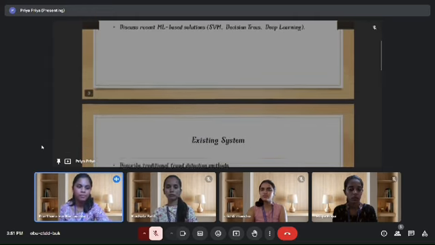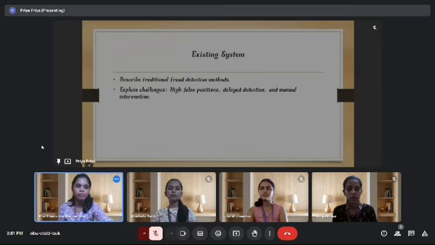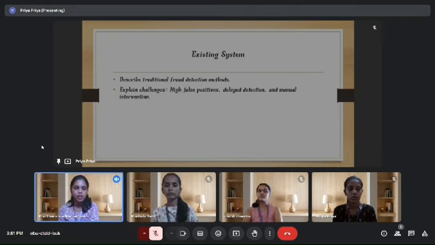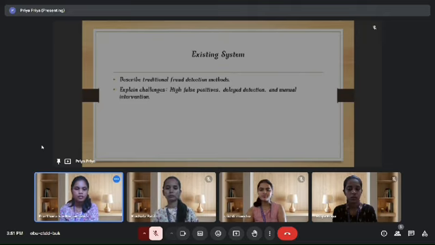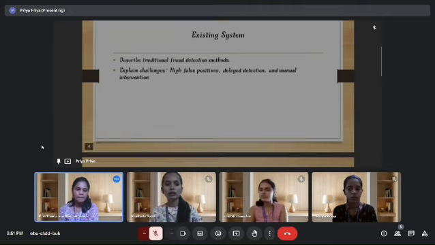Next, existing system. Traditional fraud detection techniques: a rule-based system with predefined fraud rules, and manual verification by analysts. Here the challenges are high false positive rate, slow response time, scalability issues, and constantly evolving new techniques, making static rules ineffective.